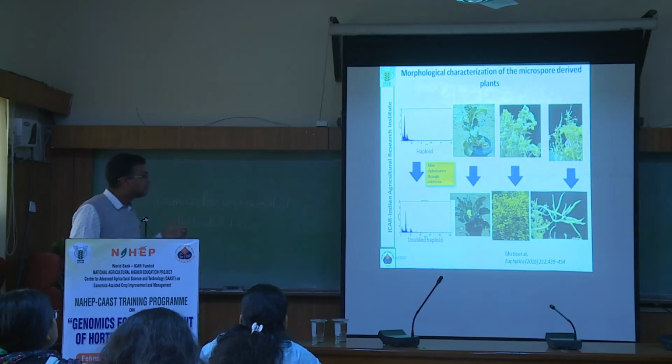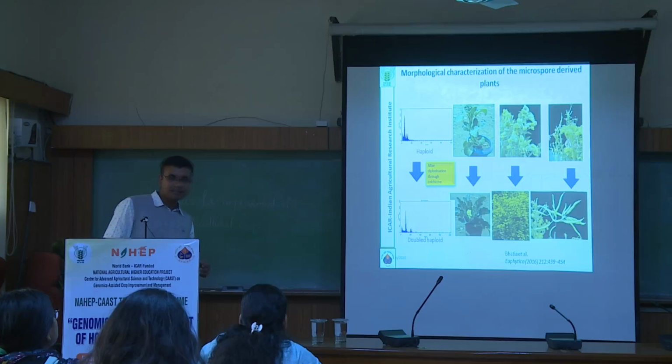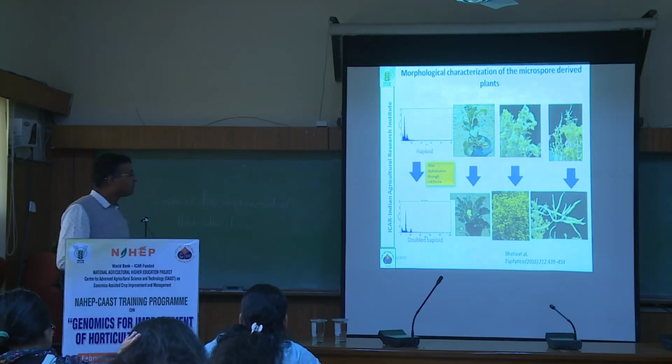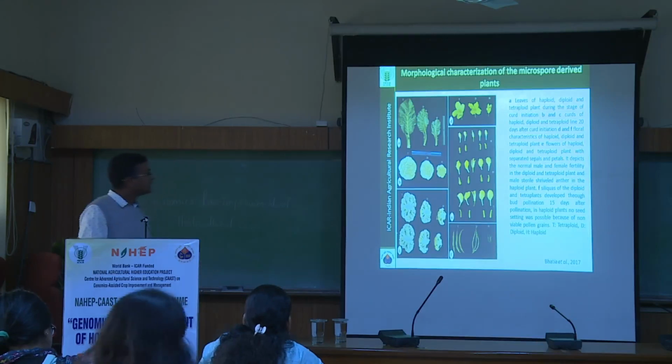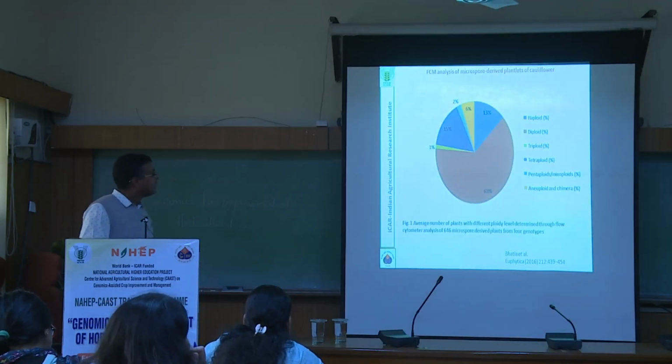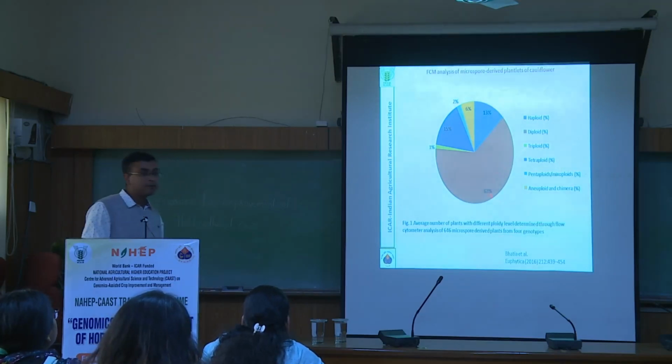Then flow cytometer is a machine. It is a very expensive machine. We don't have any flow cytometer in IARI, so we have to do it from some CSIR or the DU laboratory. And this is the characterization. And when you are going for the microspore culture, why I am showing it? Because you will get different kinds of ploidy levels here.